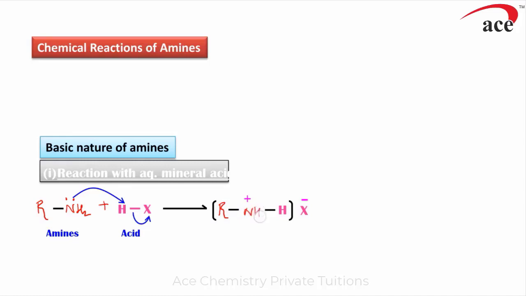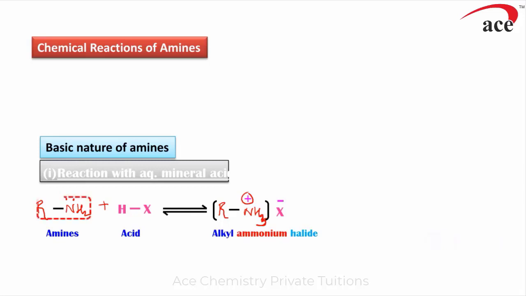RNH2. Since nitrogen has donated its lone pair, it will carry a positive charge, so NH2 will become NH3 plus and X minus, and that will give you alkyl ammonium halide. So in short, NH2 will now become NH3 plus, that is called alkyl ammonium halide, and the presence of lone pair was the responsible factor in forming the corresponding salt.